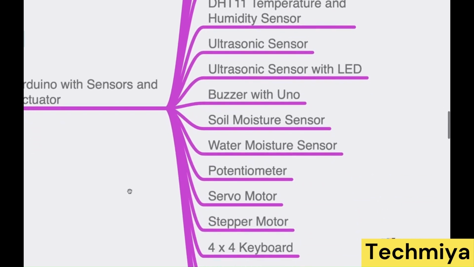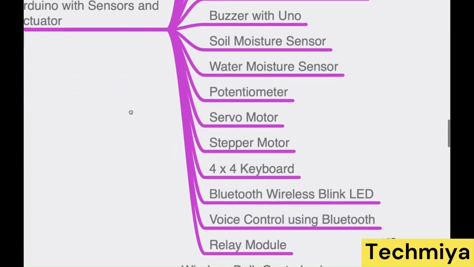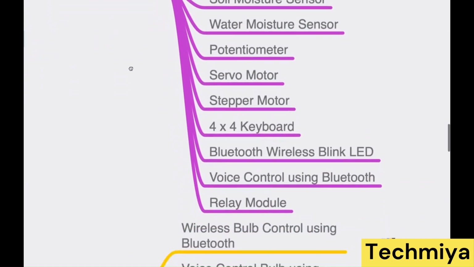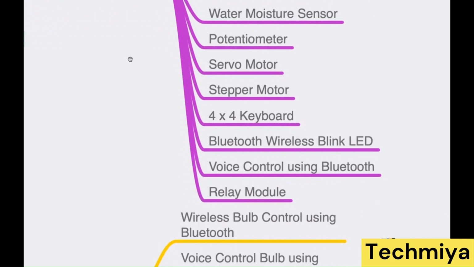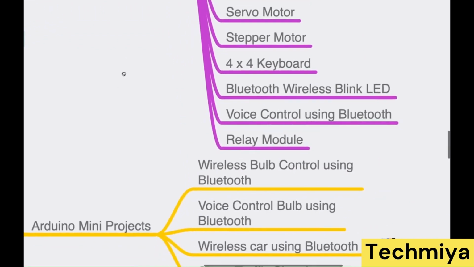We'll be using buzzer, soil moisture sensor, water moisture, potentiometer, servo, stepper, a 4x4 keypad, and also Bluetooth module, and then we'll be seeing relay. So there are a lot of sensors that we'll be working on with Arduino.